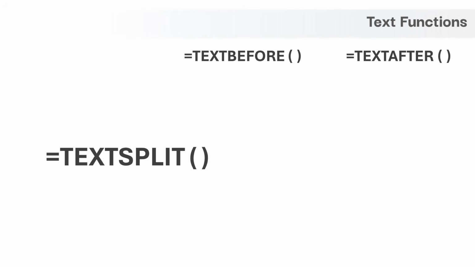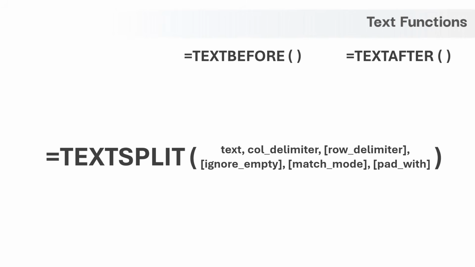The first function is TEXTSPLIT, and it has two mandatory and four optional arguments. Let's try to break it down. This function is called TEXTSPLIT because it splits input text by a given delimiter into an array that spills into multiple cells. The TEXTSPLIT function can split input text into rows or columns.